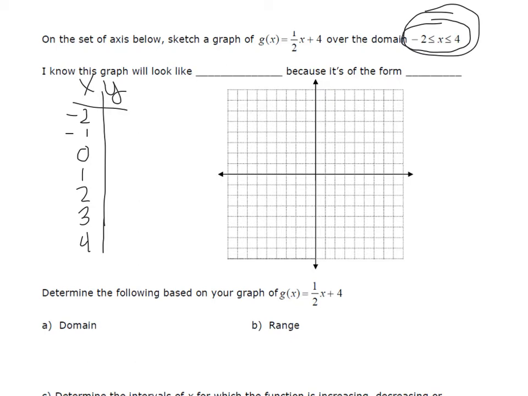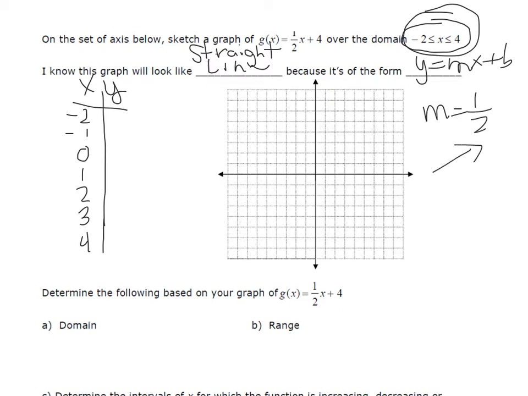Now, of course, we know this is going to look like a straight line because it's in the form y equals mx plus b. It has a slope of +1/2, so we know the line's going to go uphill. It has a y-intercept of 4.